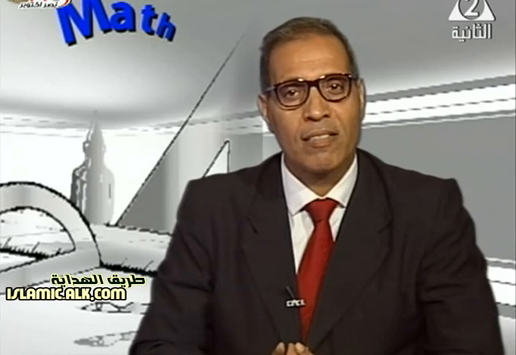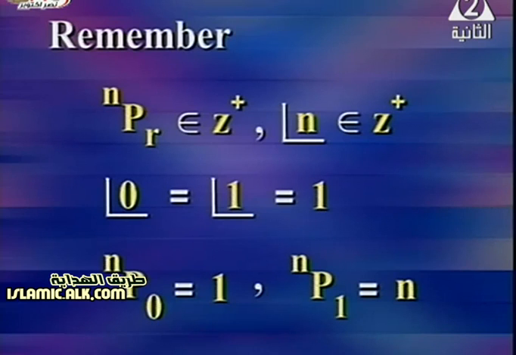Remember, dear student, very important remarks. nPr belongs to positive integers. Factorial n also belongs to positive integers. Factorial 0 equals 1, factorial 1 equals 1. Then each of factorial 0 and factorial 1 equals 1. nP0 equals 1, nP1 equals n.